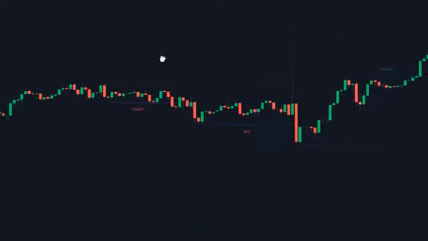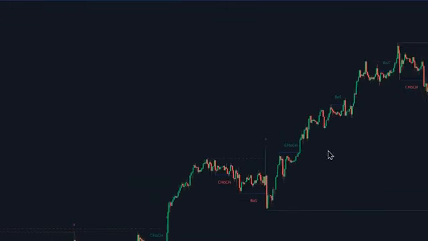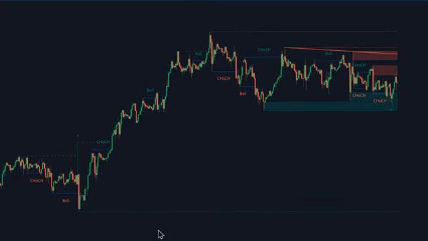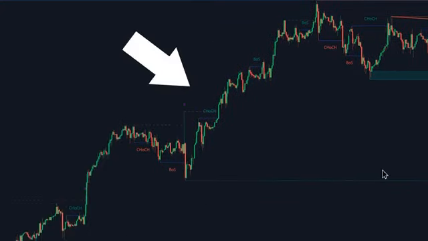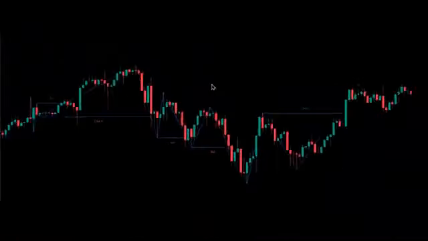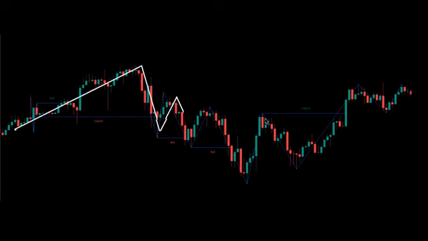Now, once you've added it, you might notice that your chart looks a bit busier than before. Don't worry, we're going to break it down step by step so you can have a better understanding of how you can use this powerful tool to enhance your trading strategy. First off, let's talk about the market structure analysis. This indicator includes a zigzag feature that highlights significant market highs and lows. This is going to help you visualize changes in market structure and identify emerging trends.